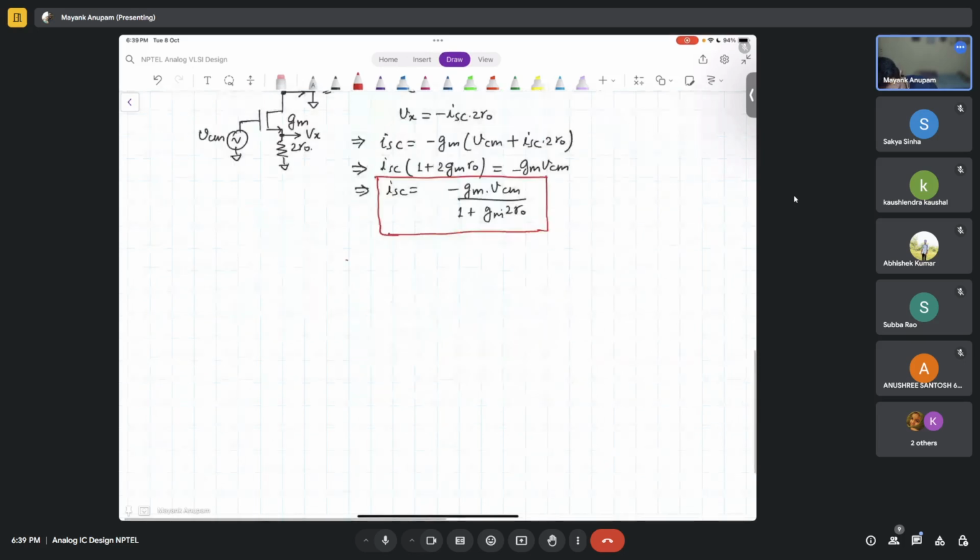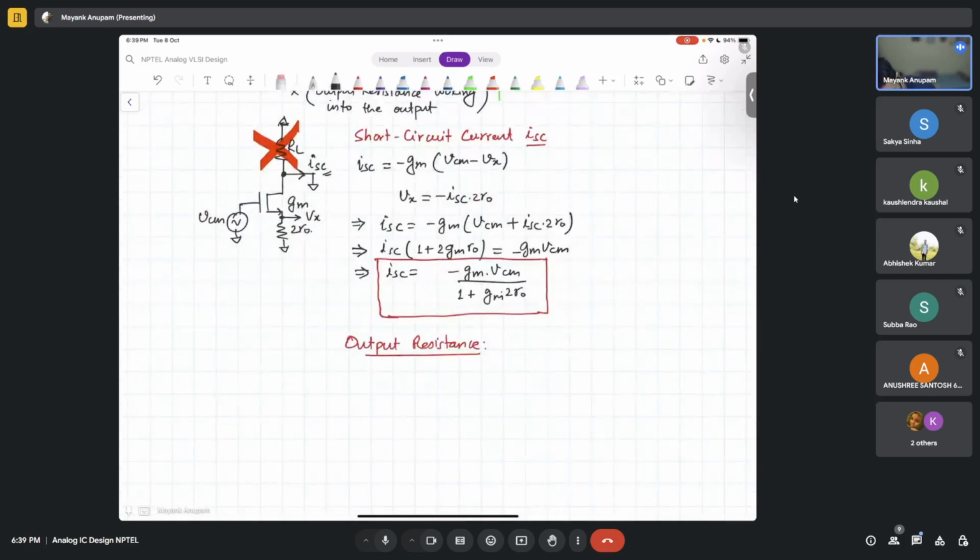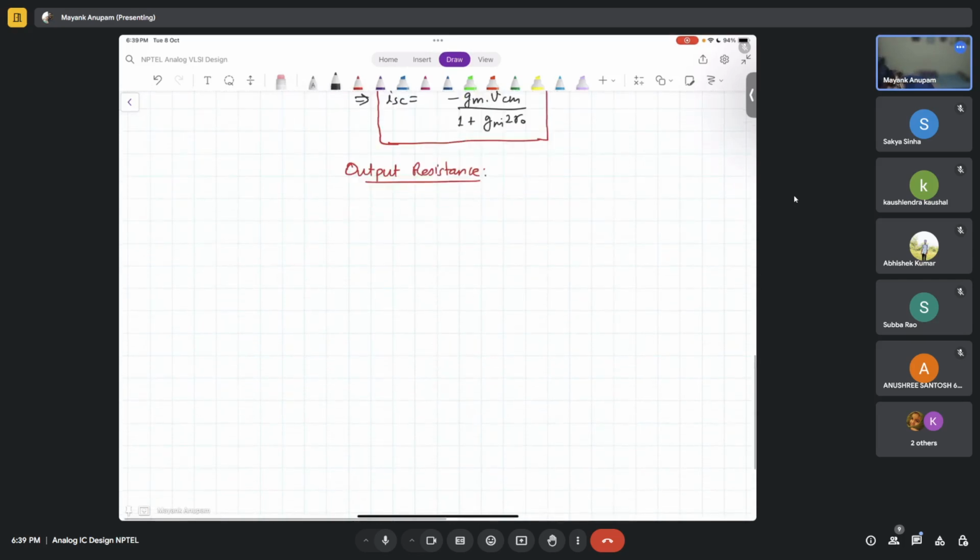What is the output resistance? So this should not take much time, right? This is very easy because you've already done this plenty of times. This is RL, this is R naught, 2 R naught, this is GM. This you will have to ground, right? And here you have to find out what is the R out.